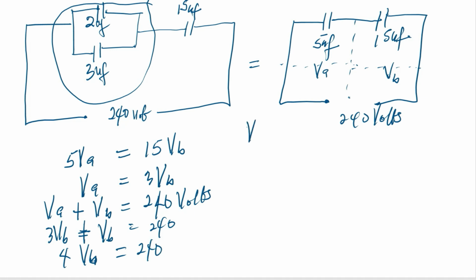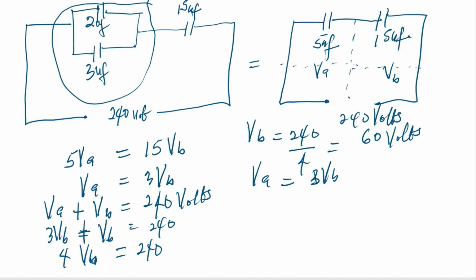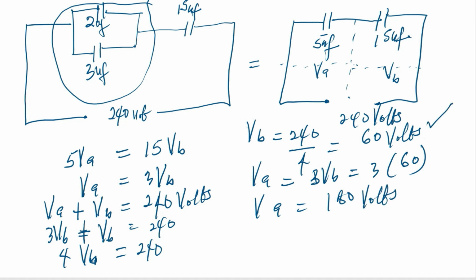So effectively VB, which is the voltage across the 15 microfarad, will be the same thing as 240 over 4, which is equal to 60 volts. Now, if VB is 60 volts, VA, which is equal to 3 VB, will be the same thing as 3 times 60. So VA will be 180 volts. We have gotten VB and VA. Now we are left to find the charge on each capacitor.